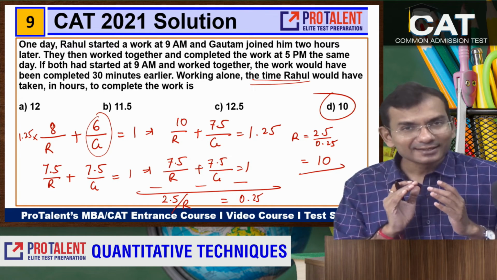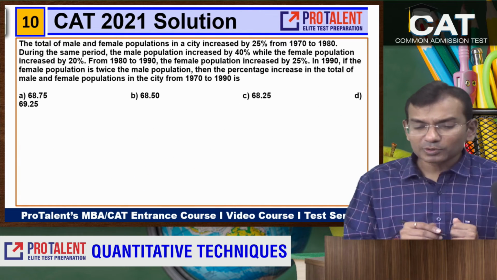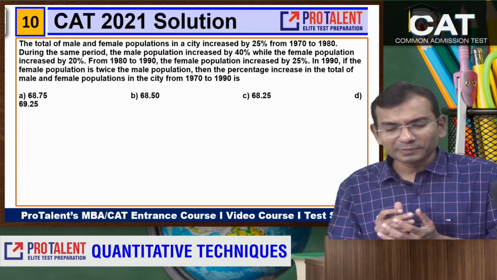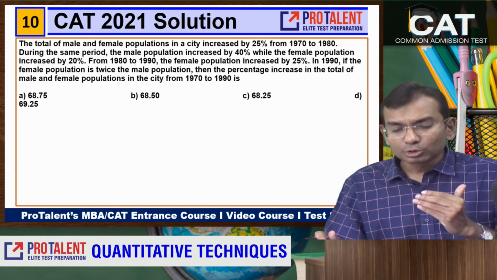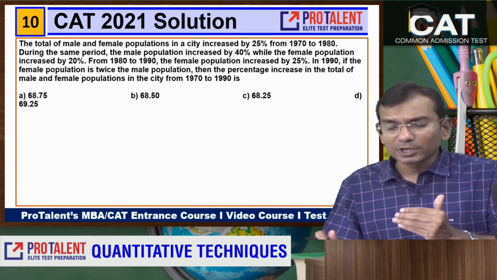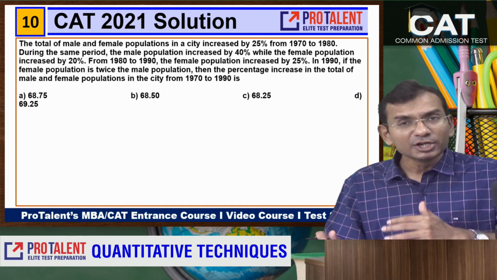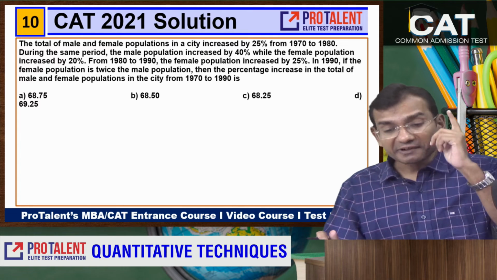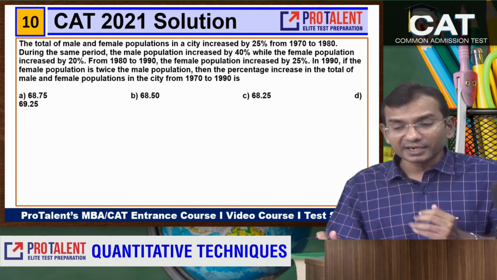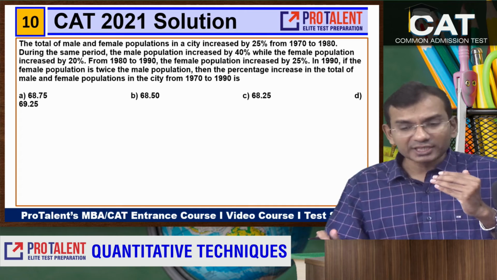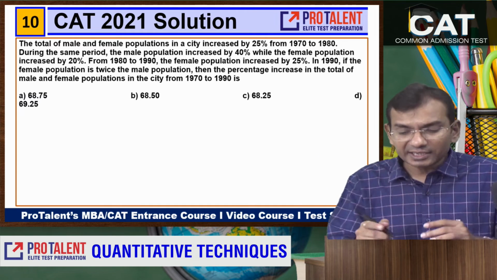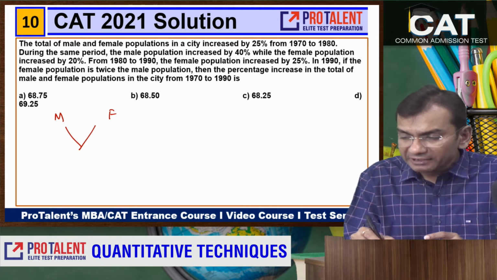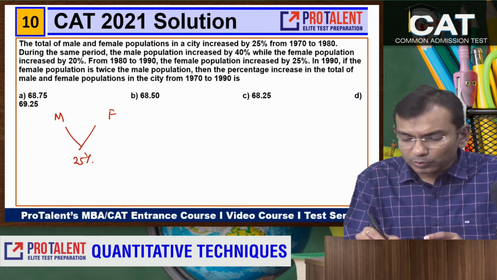I think this is reasonably easy. And we go to question number 10. Now this is very interesting question. ठीक है. And arithmetic का question, बड़ा अच्छा calculation. Total male and female population in the city increased by 25% from 70 to 80. Total 25% से बढ़ा. During the same period, male increased by 40, female increased by 20. So देखिए दोस्तों, male, female दोनों मिलकर 25% से बढ़े. So that makes it to 1.25.